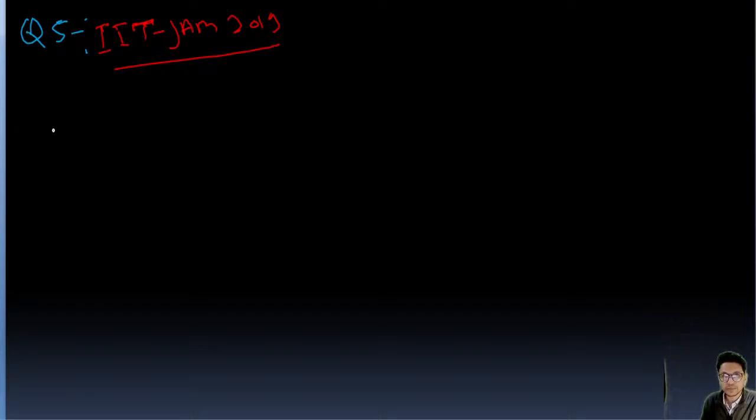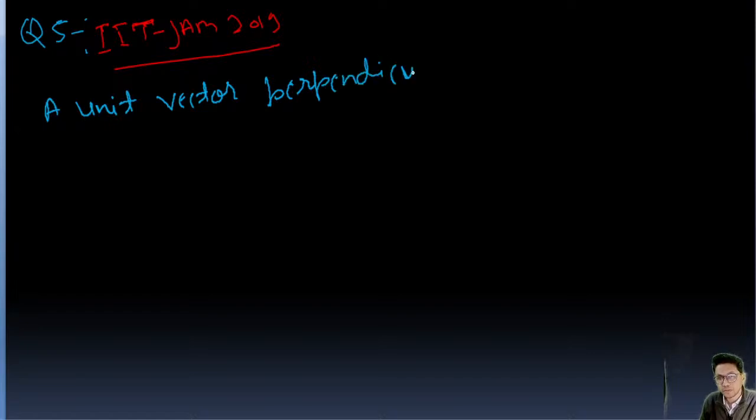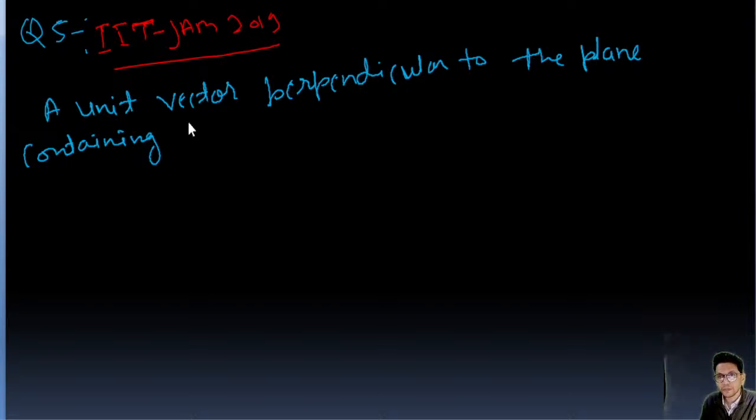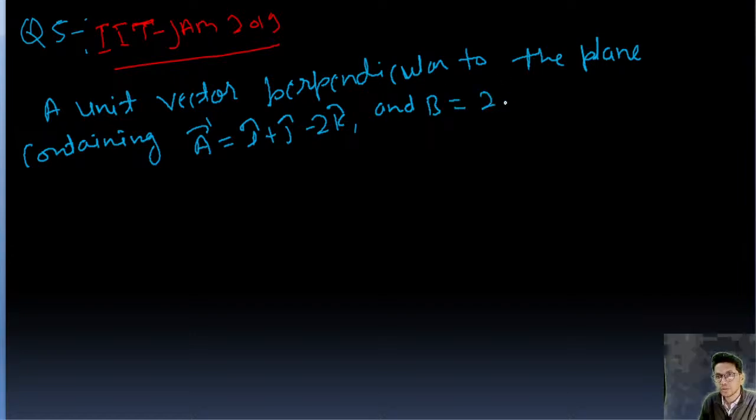So this is a unit vector. The question is: a unit vector perpendicular to the plane containing vector A equal to I cap plus j cap minus 2k cap and B equal to 2 I cap minus j cap plus k cap is.